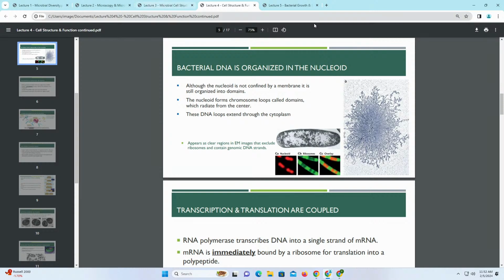So here's the overlay imaging that I'm showing you, where the ribosomes in the cytoplasm and the nucleoid are all in the same part of the cell. They're not in different compartments, but they are organized, not meshing or overlapping. You have your nucleoid in red, and your ribosomes and other cytoplasmic content in green there.